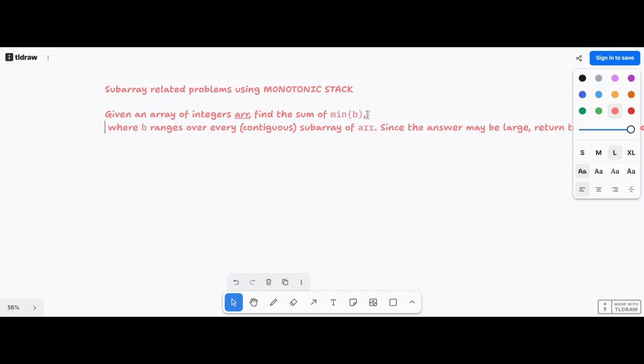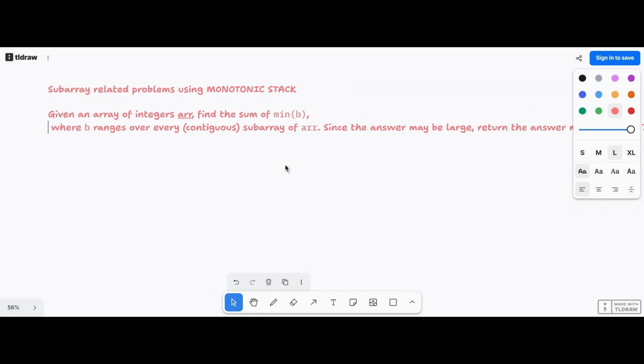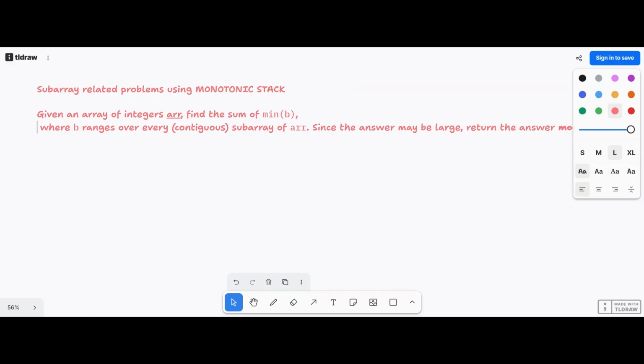So this is the question. You are given an array of integers and you need to find the sum of min of b, where b ranges over every continuous subarray of the array. Since the answer may be large, we return the answer modulo 10^9 plus 7. And here n, the size of the array, could go up to 10^4. So basically I would say the brute force complexity is to find all subarrays.